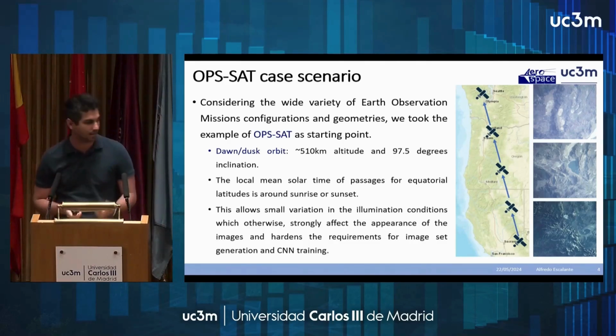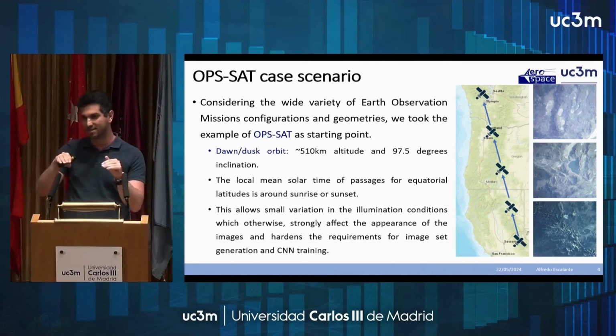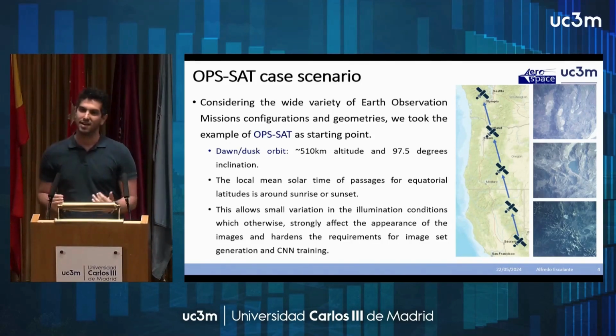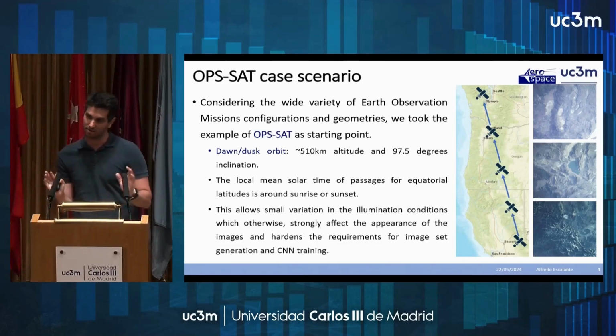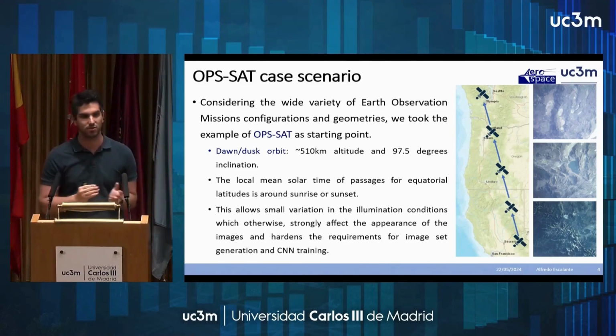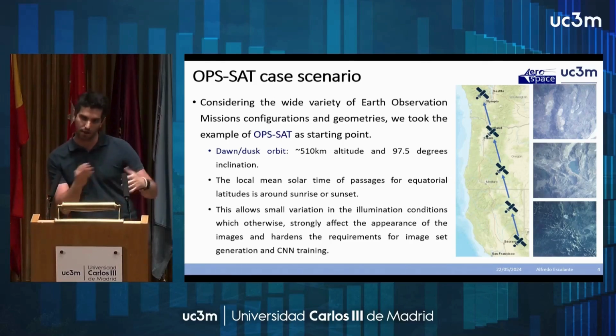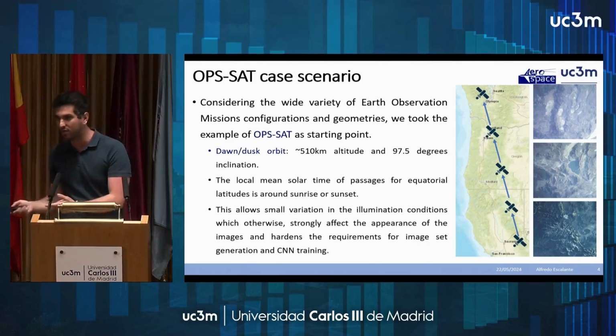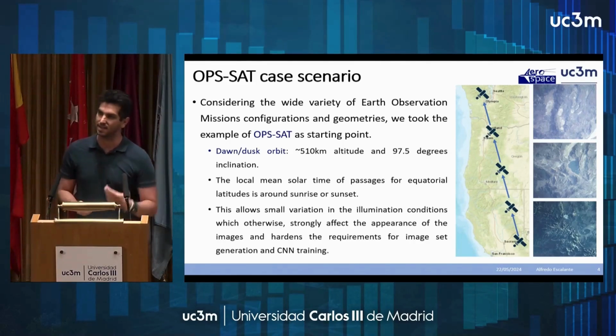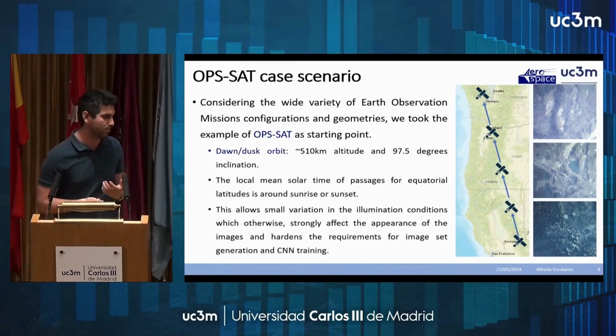OPSAT is flying at 500 kilometers altitude and 97 degrees inclination, so it's a dawn-dusk orbit, which means that the local mean solar time at equatorial passes is always around sunrise or sunset. And this has good things and bad things. The good thing is that the illumination conditions are rather constrained because of this condition of sunrise or sunset. But on the other hand, we have very long shadows, which means that we cannot represent the images only with the albedo, as would happen for almost zero phase angle, which is very common in Earth observation missions. But we need to integrate the topography data, which makes the generation of the images much more complex.